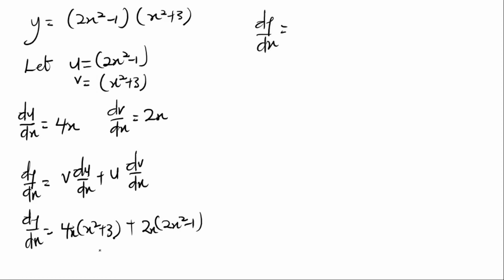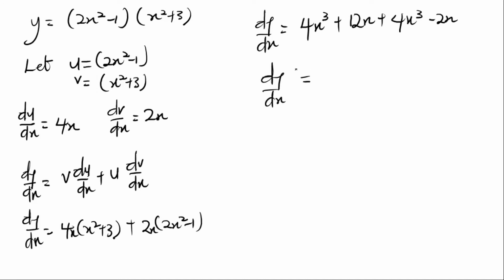So we have 4 multiplied by x squared will give us 4x cubed. Then plus 4 multiplied by this will give us 12x. Then plus this and this will give us 4x cubed. Then minus 2x.